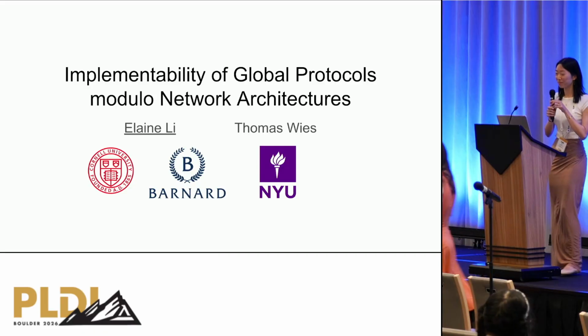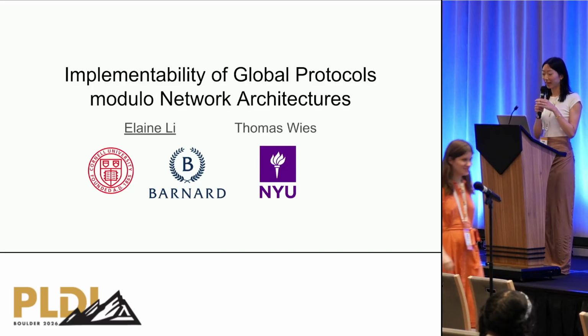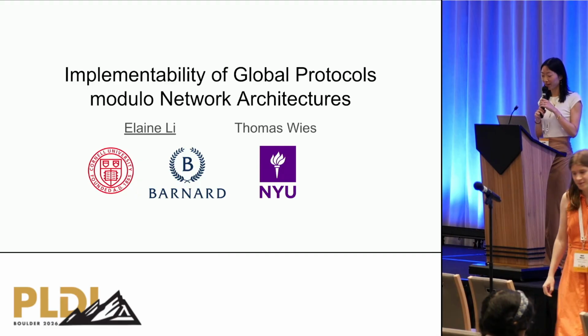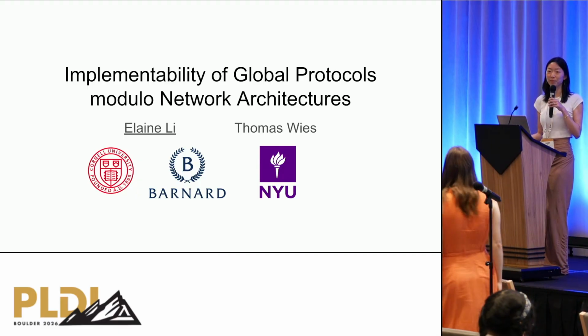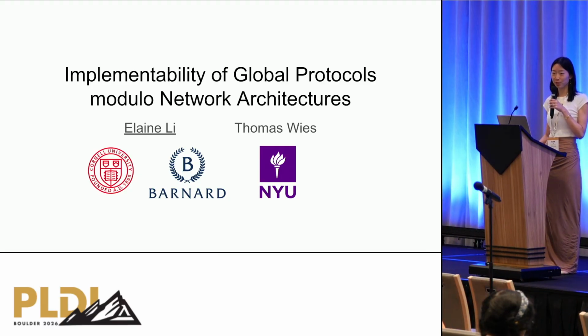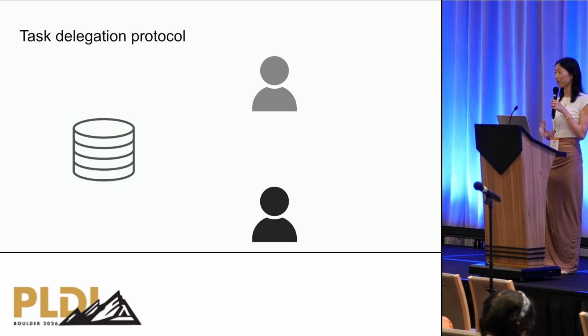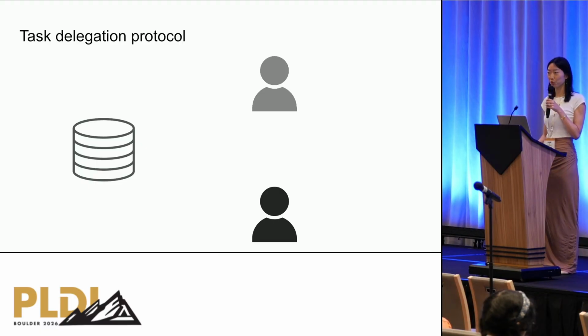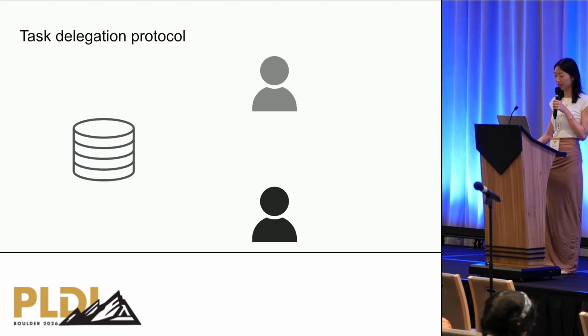Thanks. Hi, everyone. My name is Elaine, and I'll be telling you about a network-parametric solution to the implementability problem for global protocols. So let me start by introducing global protocols using the example of a task delegation protocol. So we have here 3 participants, a server and 2 workers, and the goal is for the server to delegate a task to these 2 workers.